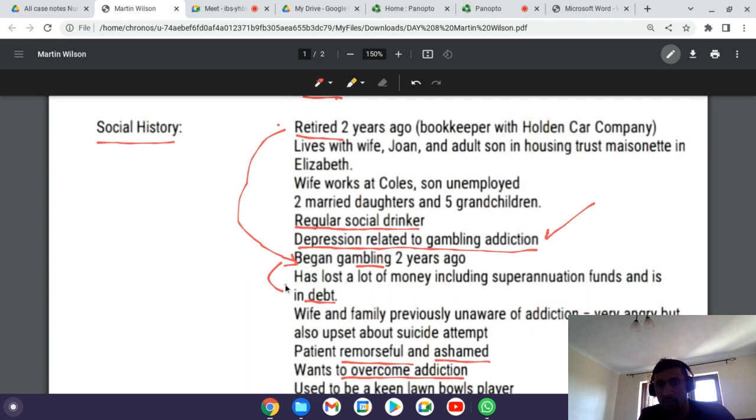Okay, so that's why a suicide attempt was done, and now he is ashamed of his condition, so he wants to overcome the gambling addiction. Okay, so you finished that story about the gambling addiction. Then you are going to talk about his social history, just the social history, how he lives. He lives with family and what's his condition.